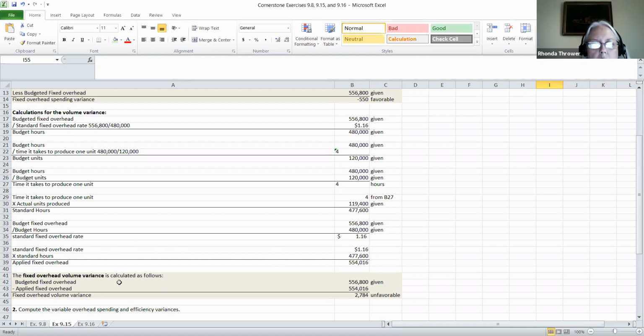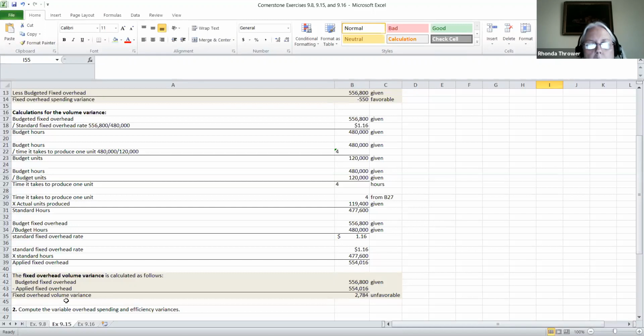And then we substitute that into this formula here. So the budgeted fixed overhead was given. The applied fixed overhead, you had to find. The difference between these is the fixed overhead volume variance. And the fixed overhead volume variance is unfavorable because the applied fixed overhead was less than the budgeted amount. That's why this is unfavorable.